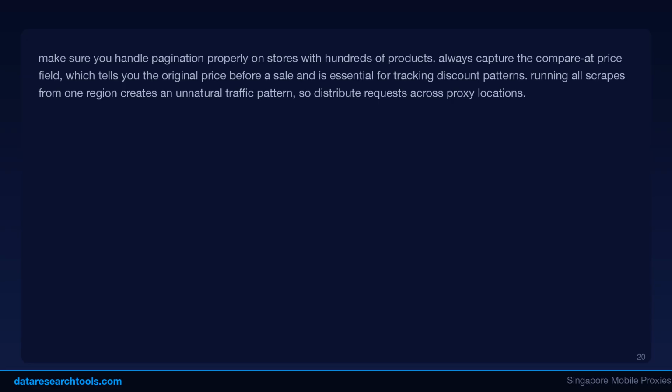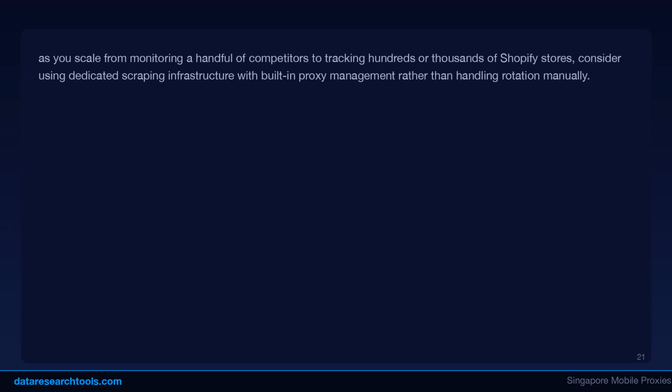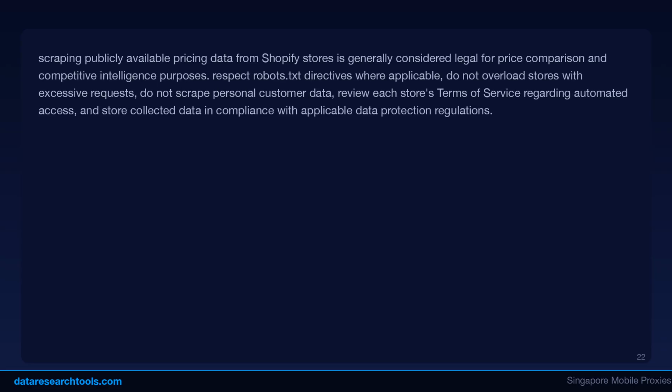Always capture the compare at price field, which tells you the original price before a sale and is essential for tracking discount patterns. Running all scrapes from one region creates an unnatural traffic pattern, so distribute requests across proxy locations. As you scale from monitoring a handful of competitors to tracking hundreds or thousands of Shopify stores, consider using dedicated scraping infrastructure with built-in proxy management rather than handling rotation manually.